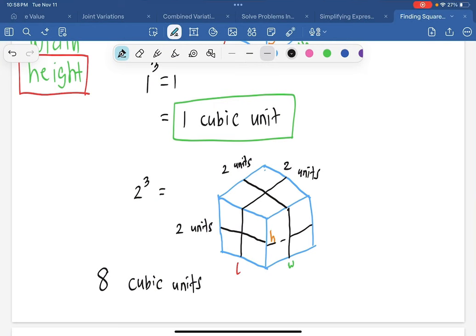Again, if we're talking about cubic units, this is under volume. And volume is the space inside of a 3D object. So if you are given a certain measurement, whether in centimeter, meter, or whatever measurement, let's assume this is in centimeters. So we write this as 8 cubic centimeters. And that's it for today's lesson.